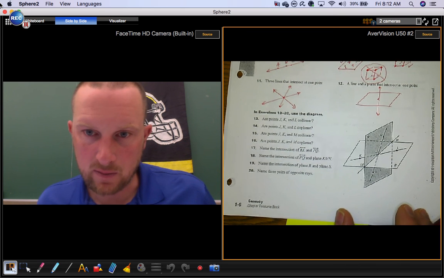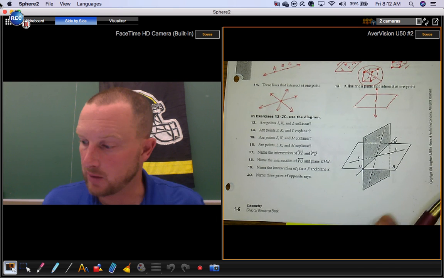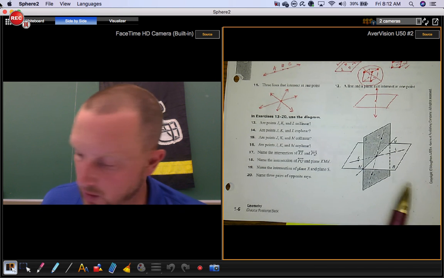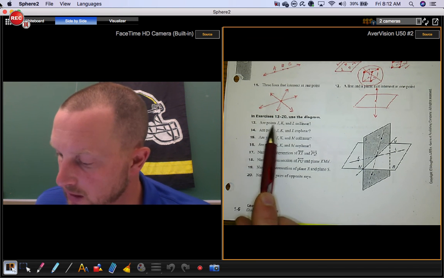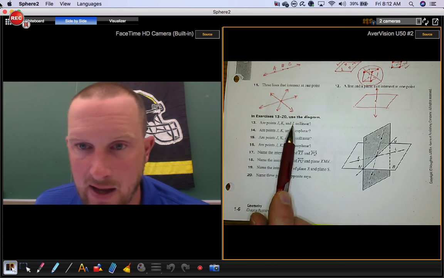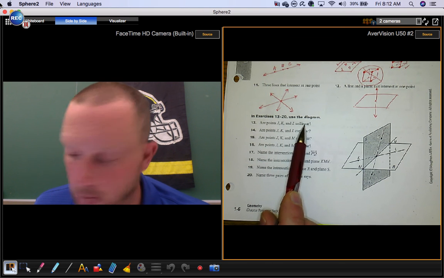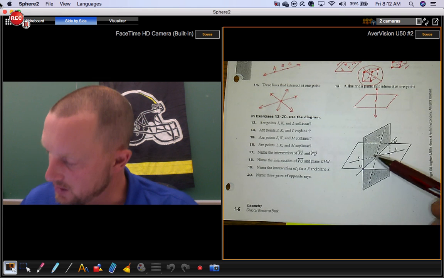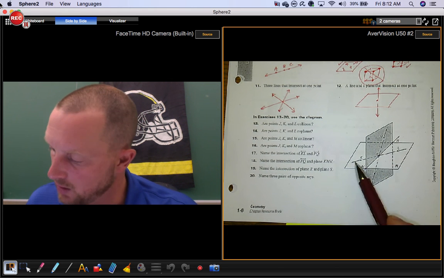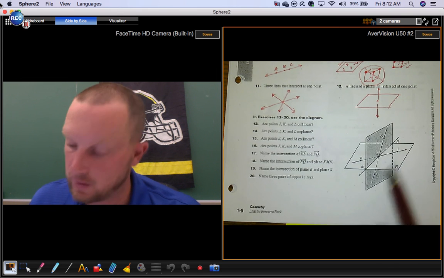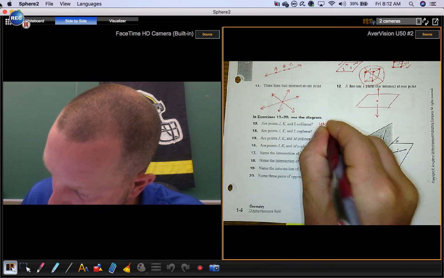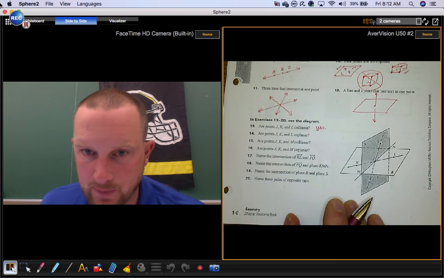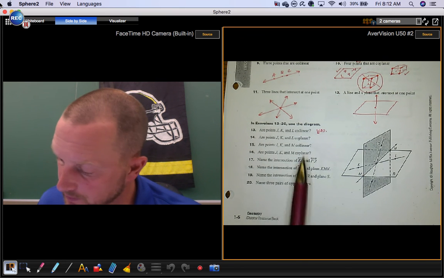Knowing how to make sense of this diagram is really important. Plus, you have to know the terminology. So let's look at number 13. Are points J, K, and L collinear? Collinear means on the same line. Find points J, K, and L. Are they connected with a line? Yes. So some of them are pretty simple like that.